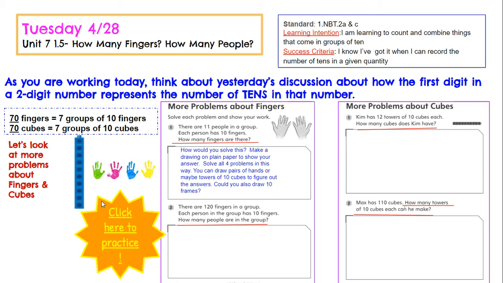So here are two examples, 70 fingers and 70 cubes. We can see that in the tens place, or the first number in this two-digit number, is 7. This means that we have 7 groups of tens. Let's look at more problems about fingers and cubes.